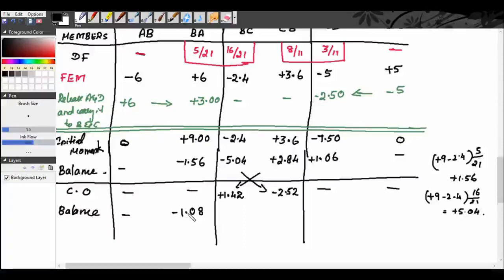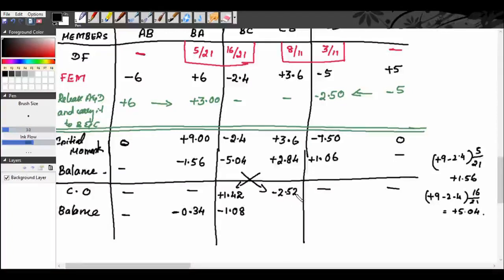Okay, it is plus 0.34. So it is minus 0.34. Minus 0.34. Similarly, 0 plus 1.42 multiplied by 16 by 21, we get plus 1.08. So balancing, it is minus 1.08.